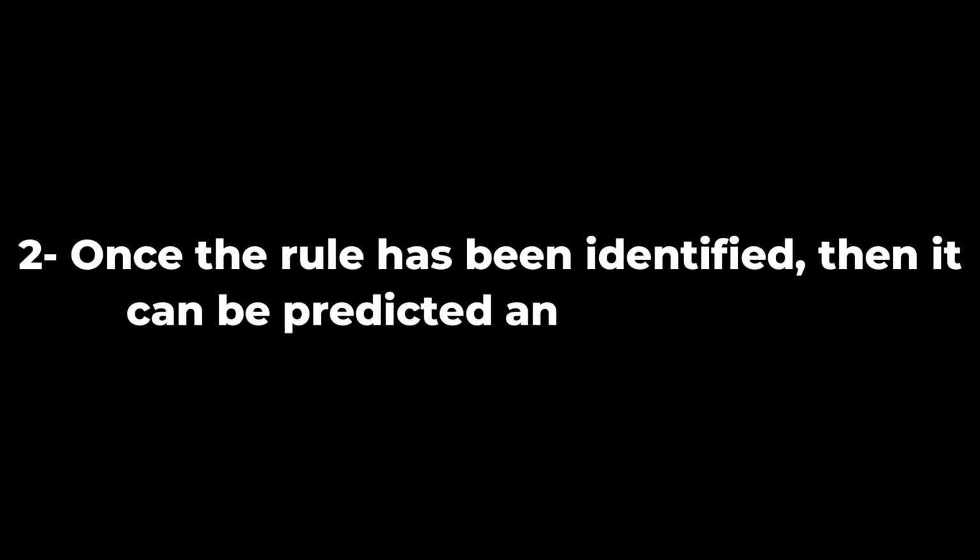Secondly, once the rule has been identified, it can be predicted and generalized. The established rule must be followed to continue a pattern, so children can tell missing parts in the pattern or even extend it. If the rule is not followed, then it is no longer a pattern.